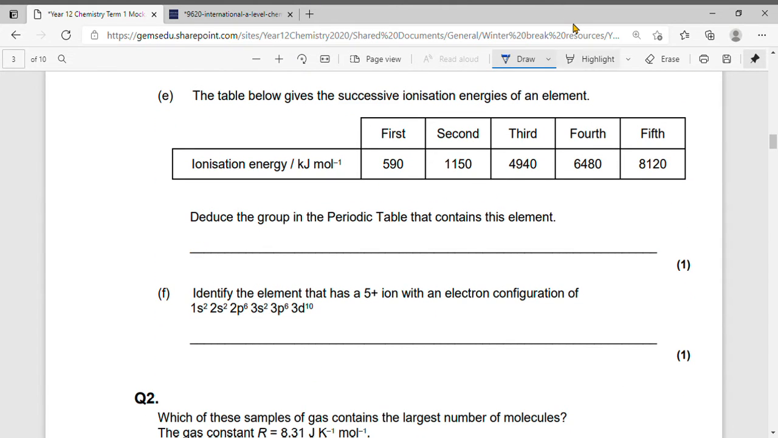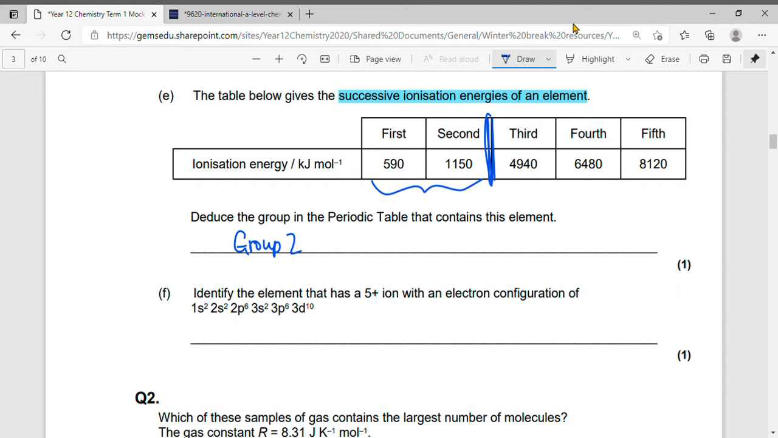The table below gives the successive ionization energies of an element. Deduce a group in the periodic table that contains this element. Alright, so we see a clear jump here, 3,000 kilojoules around, even 4,000, and here it's relatively low. So it's in group 2, because it has 2 outermost electrons.